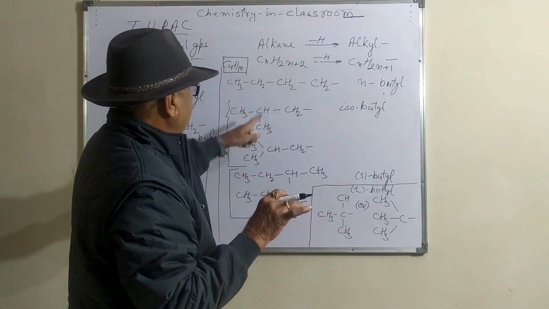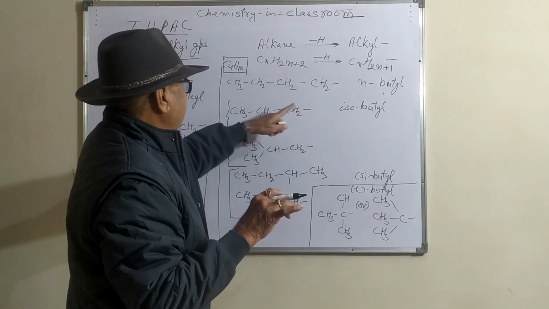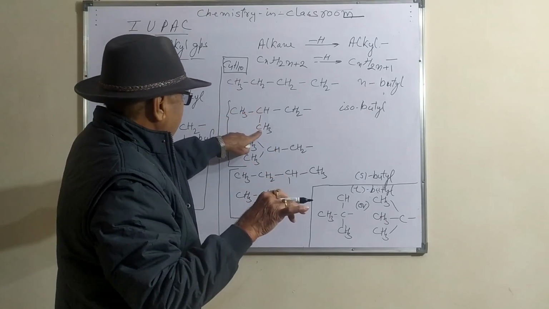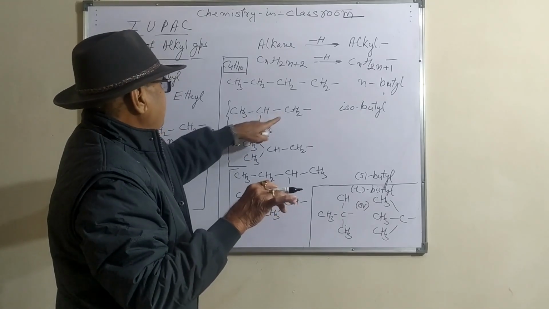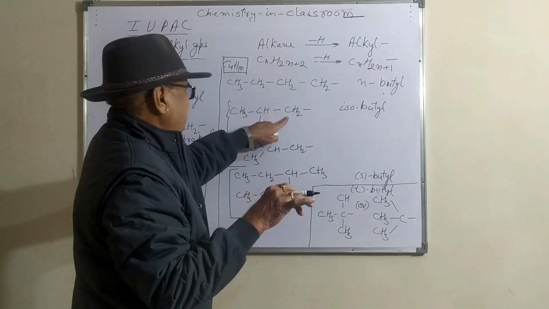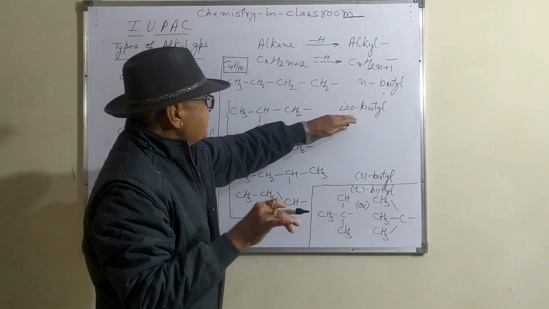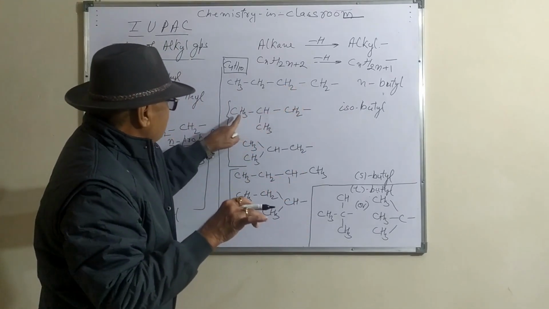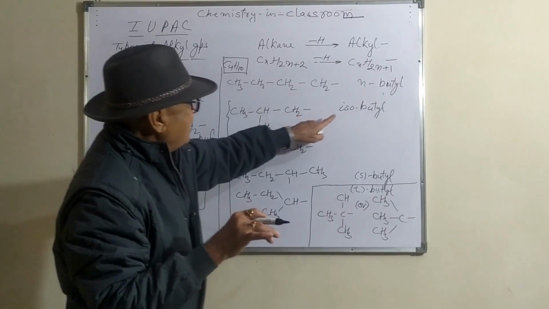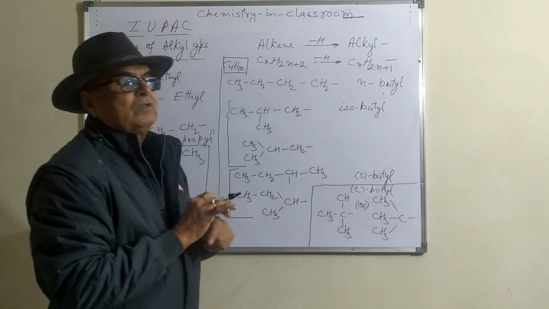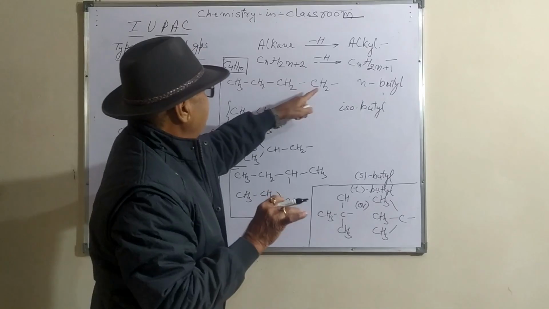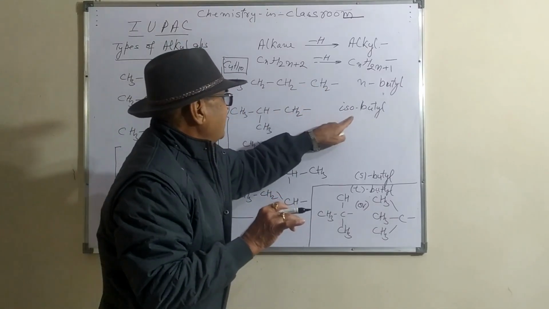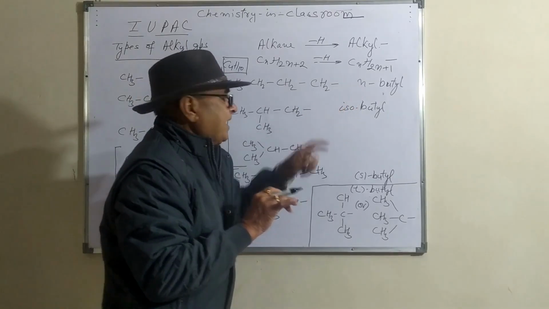Again, if we replace the hydrogen, suppose the butane is changed into a branch, this is the 2-methylpropane, so it is known as isobutyl. One CH3 is placed here, so this group is known as isobutyl. Both the carbon atoms are primary carbon atoms, so n-butyl and isobutyl.